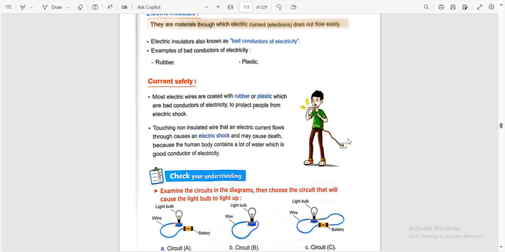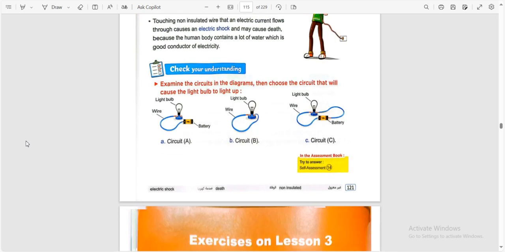So for safety, we coat our wires with plastic or rubber, because the wire has to be made of copper or anything that is an electrical conductor to transfer energy, the electricity, from one place to another. But when you want to hold it, you have to be safe. So that's why we coat it with rubber or plastic to protect the person holding the device from an electric shock like this.